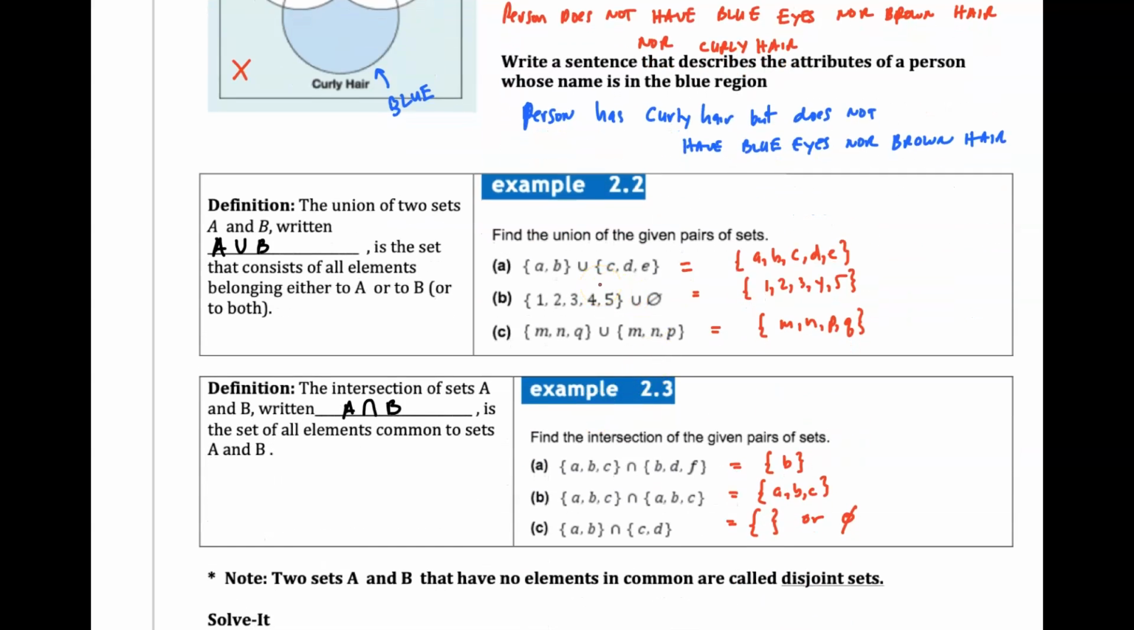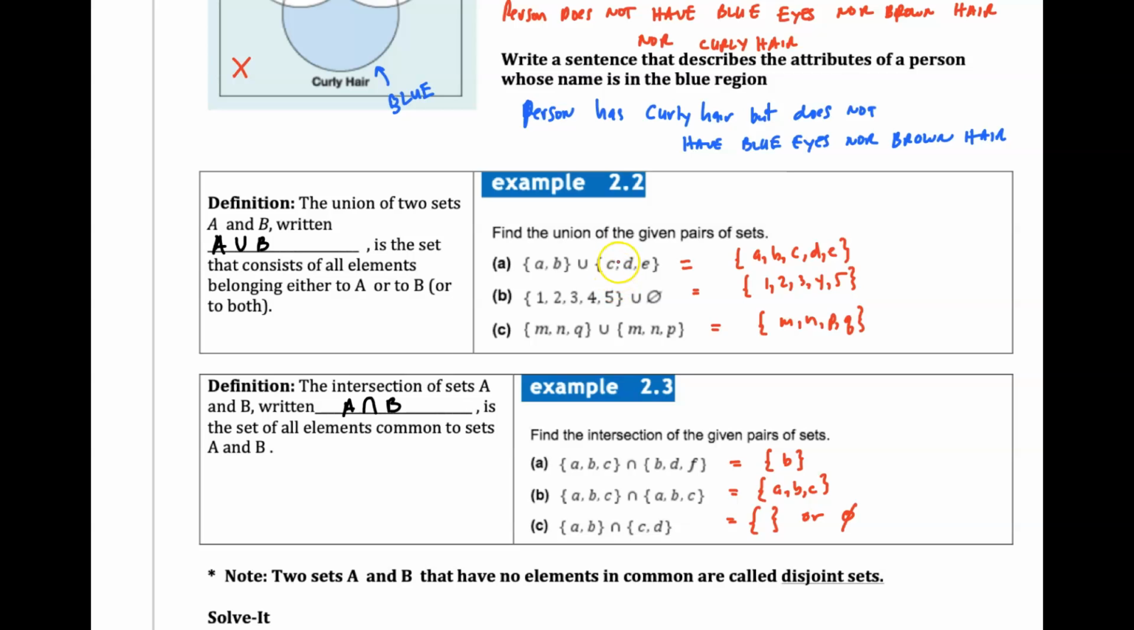Again, if you need to read more, you have the PowerPoints that we've provided, or you have the textbook examples. You can read further up on these. But find the union of the given pairs of sets. Again, union means to join them, right? What elements belong to A or to B or both. And so you'll see that list gets united.